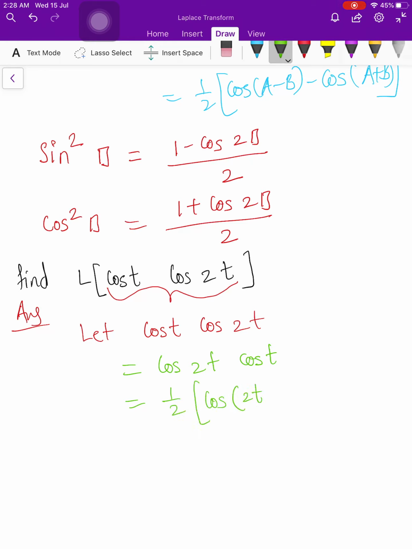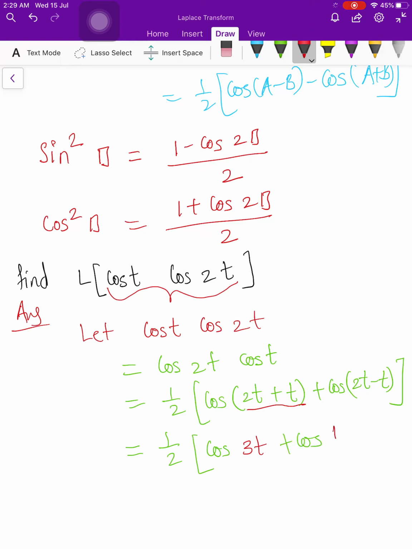So here a is 2t and b is just t, and then plus times cos of a minus b, so 2t minus t, bracket close, and this bracket is closed. And now we can write down 1 upon 2 cos of 2t plus t, which is nothing but 3t, and similarly here plus cos of 2t minus t, which is nothing but t. So this is how the step will happen.